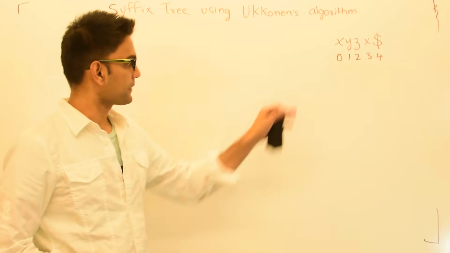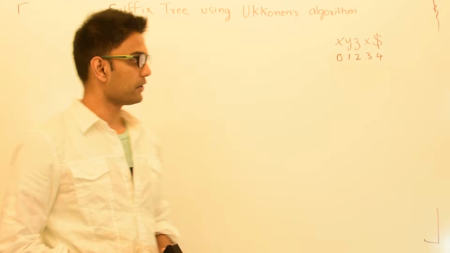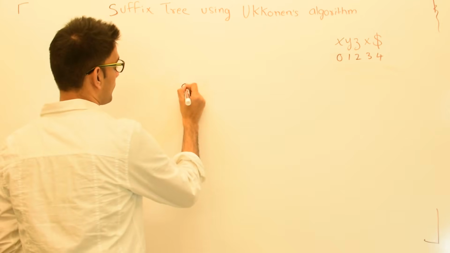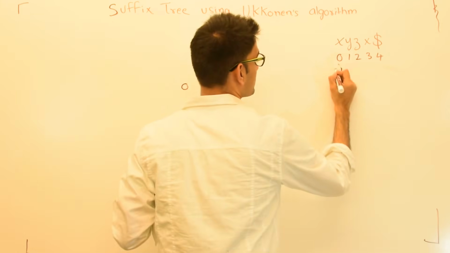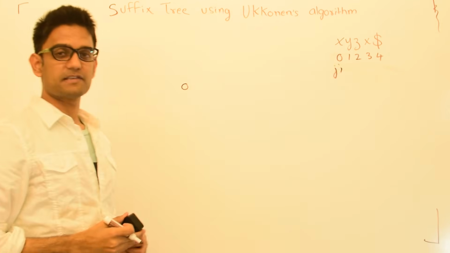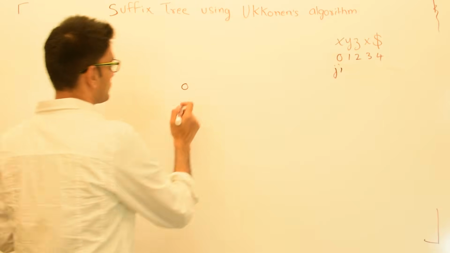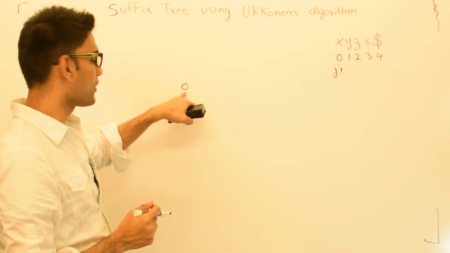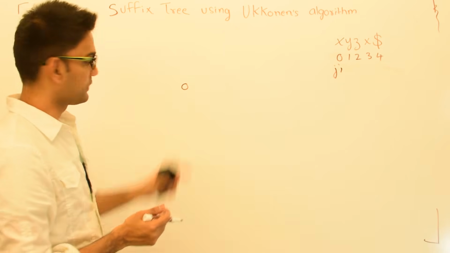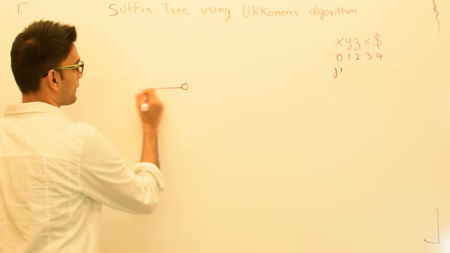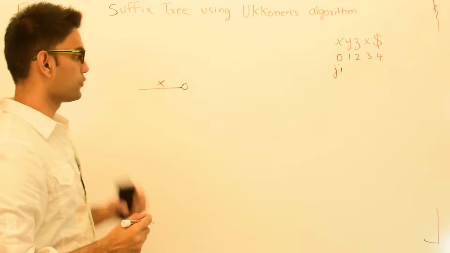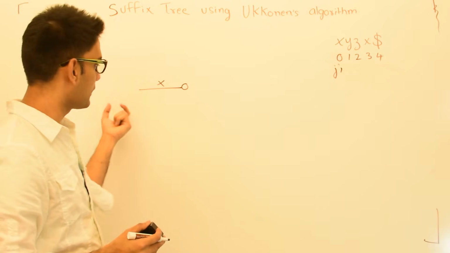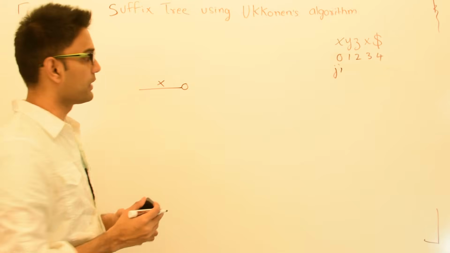Let's try to create a suffix tree for this string here using O of m cube time algorithm. So I have i and j. i is my phase and j is my extension. So when my i and j is 0, I check is there a path from root starting with x. There is none, so we create one. So this is a rule 2 extension. If there is no path with certain label, create a leaf node. So we just created one.